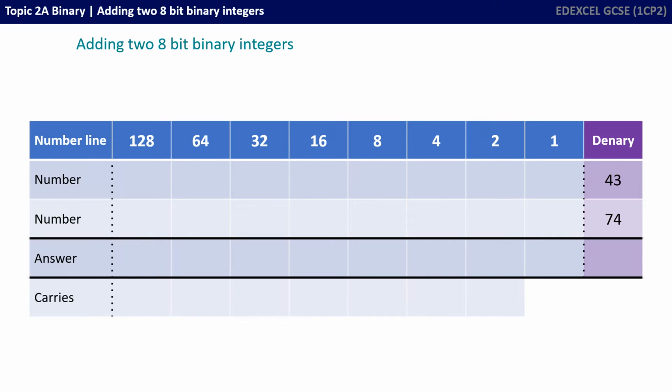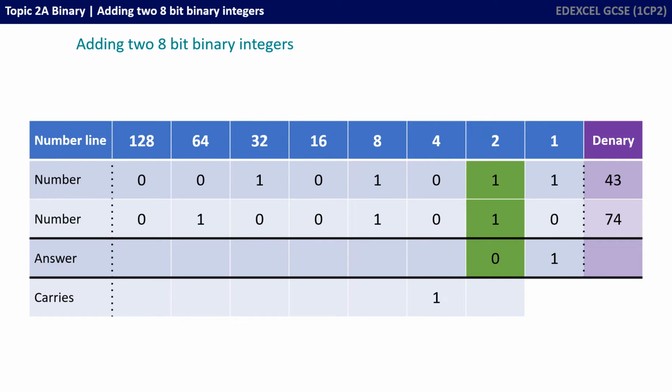Okay, so let's take a look at another example, this time 43 plus 74. Here I am again, and I've written out the two binary numbers, so let's start on the right. A 1 and a 0 is a 1. A 1 and a 1 is a 0, and then we carry a 1 to the next column. It's important to show these carries in the exam.